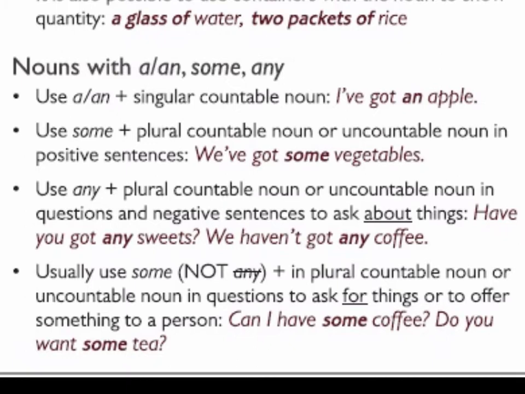There are two words that can help you to say a quantity. It doesn't matter if it is countable or uncountable. Those are some and any. Some is a quantity that we don't know, not too much or too little, just in the middle, and it works for countables and uncountables.